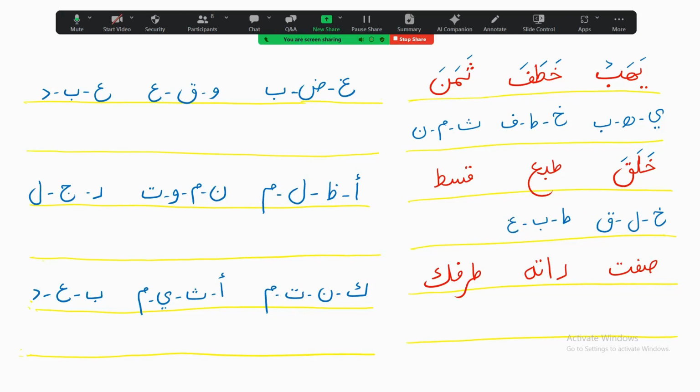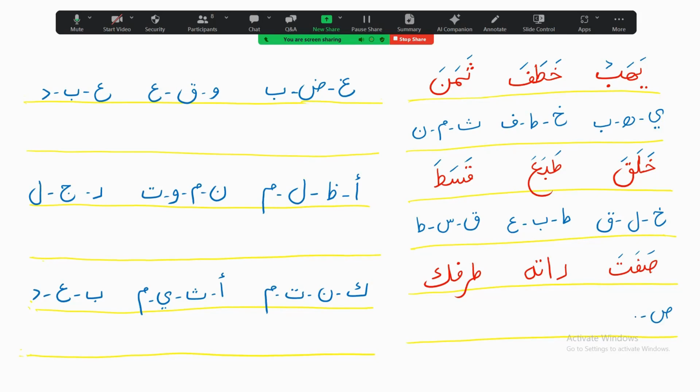Ain, a letter of the throat, from the middle portion of the throat. Ta, the heavy ta sound, ba and ra. Ta, ba, ra. And the next one, qa, sa, ta: the heavy qaf letter, the seen with whistle sound, and heavy ta letter. Qa, sa, ta.